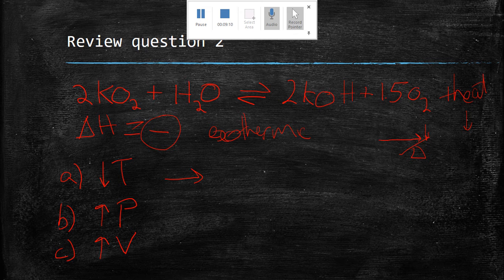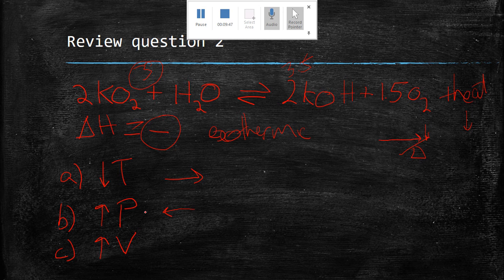Next, increase pressure. Alright, well we know that if we increase the pressure, the reaction is going to shift to whichever side has fewer moles. So let's take a look at this reaction. On this side we have 3 moles: 2 and 1. And this side we have 3.5: 2 and 1.5. Obviously here the reactant side has the fewer moles, so increasing the pressure is going to shift it to the left in order to restore that balance.